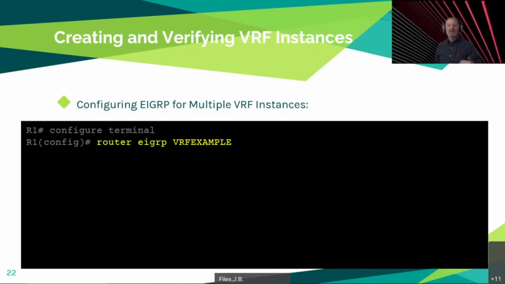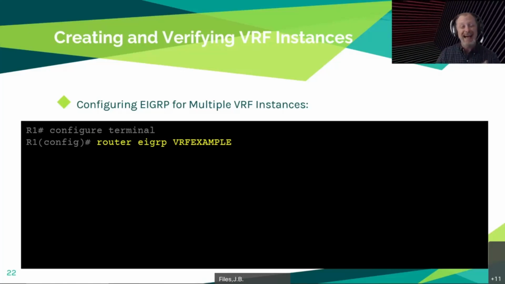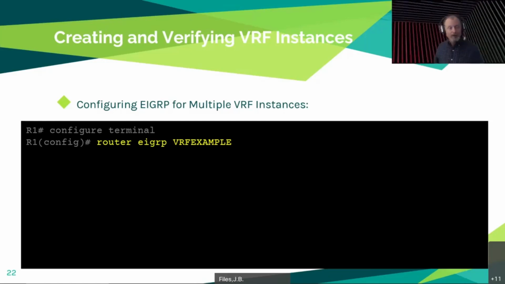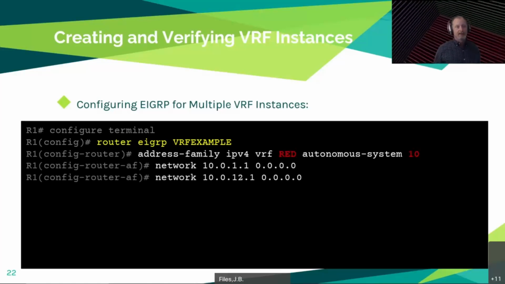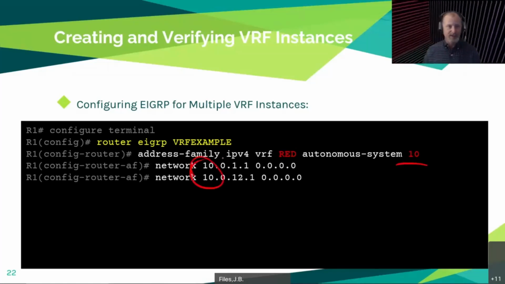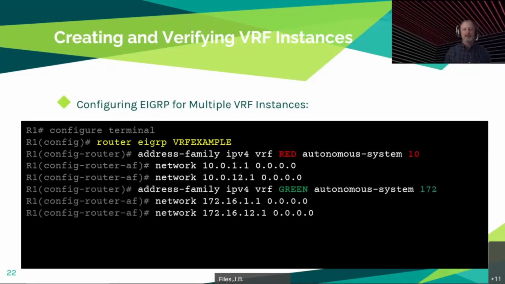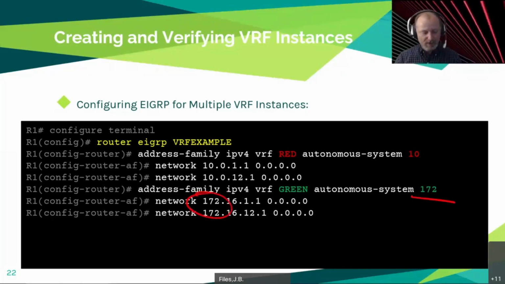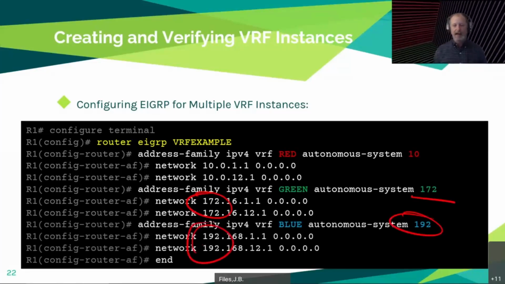All right, so at this point, we're in named configuration mode. Now we need to specify the address family. We have 2 address families, IPv4 and IPv6, but it's actually the layer 3 protocol and the VRF. By default, it's the global VRF, so you don't specify it, right? In this case, we're going to specify the red VRF, and we're going to say autonomous system 10 to go along with the address space that we're working with. Then we're going to do the address family IPv4 for the green VRF, and we're going to use autonomous system 172 for that address space. And then the same for blue, we're going to use autonomous system 192 for that address space.